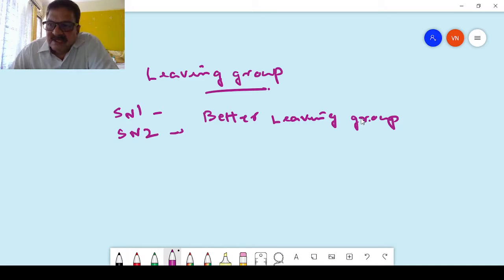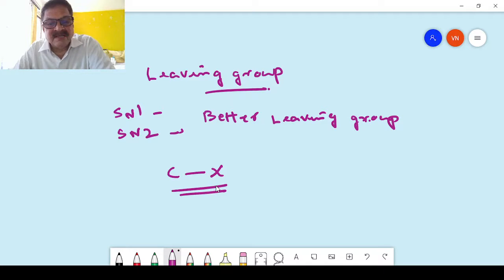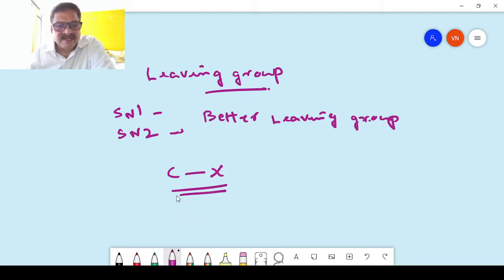Correct? Therefore, a better leaving group, we are talking about a better leaving group, increases the rate of both the reactions here. Correct? The better the leaving group, the more willing it is to accept the electron pair in the C-X bond here. Because we are concerned here with the heterolytic cleavage of the C-X bond in both the reactions. In SN1, the C-X bond breaks, forming an intermediate carbocation. Correct? That is a two-step mechanism, and the carbocation reacts with the nucleophile. That is SN1. Now, in the case of SN2, bond breaking and bond making take place simultaneously.